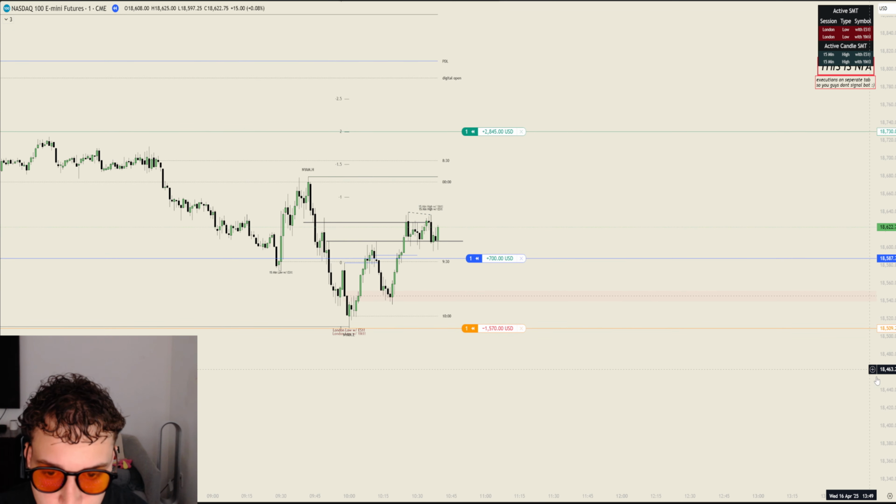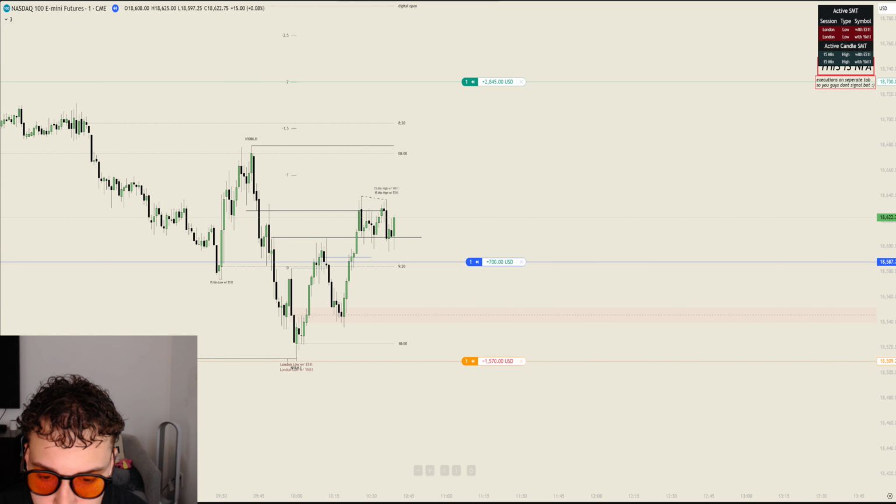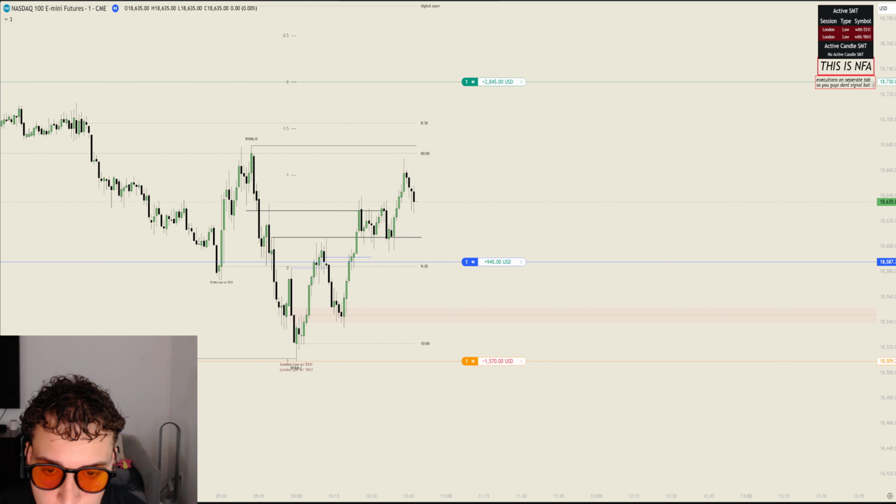So this is where price starts to get a little bit sticky, and we start to see a little bit of chop. Try to push higher there, and then we start to chop a lot here.